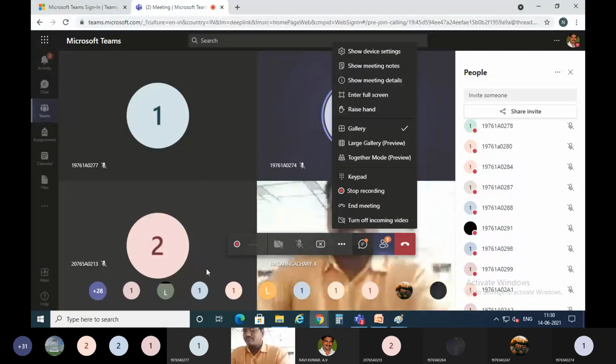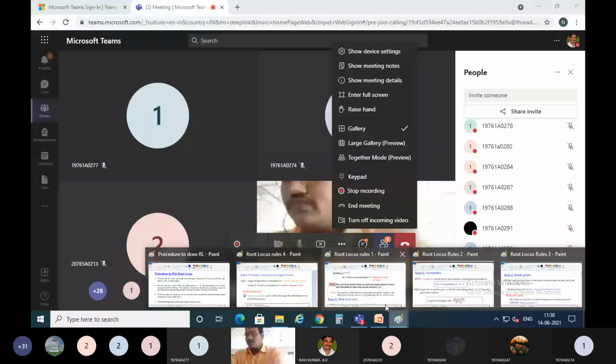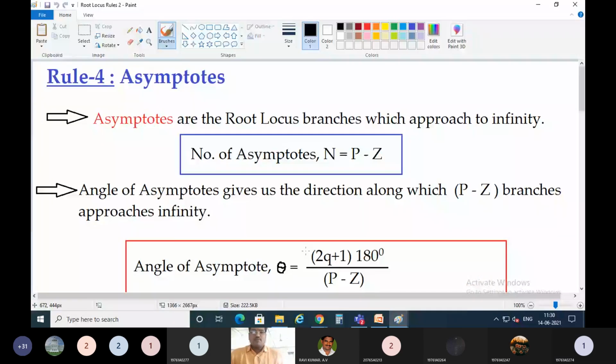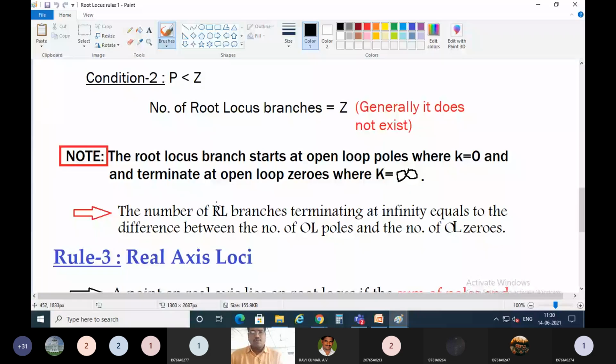Okay now. So rule number 2 gives the number of root locus branches. The root locus branch always starts at the open loop pole where k equals 0, and it terminates at the open loop zero where k equals infinity.